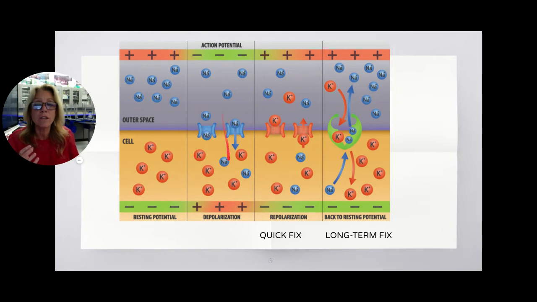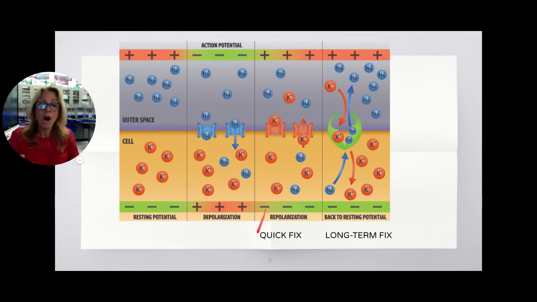So sodium is going to come in, and at that point, these positives racing in are going to flip the charges. And the inside now overall is going to be positive. And in that one spot where the sodiums came in, then it's going to be negative outside in that one spot. This is called depolarization. We've depolarized it. It was negative, and now we've made the inside positive.